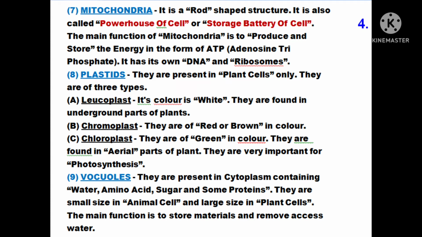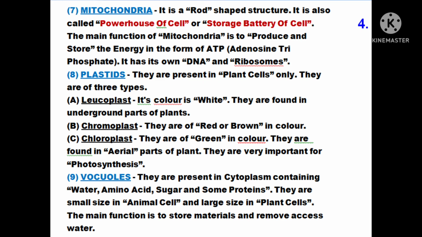8. Plastids. They are present in plant cells only. They are of three types. A. Leucoplast. Its color is white. They are found in underground parts of plants. B. Chromoplast. They are of red or brown in color. C. Chloroplast. They are of green in color. They are found in aerial parts of plant. They are very important for photosynthesis.